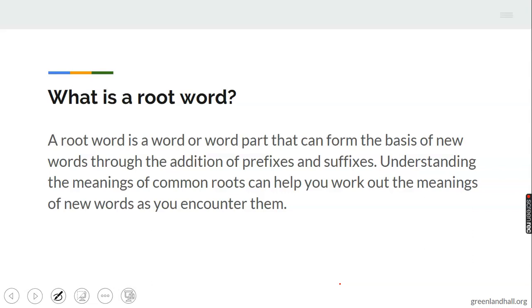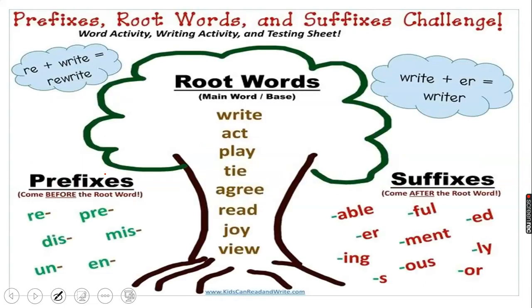So I have said again, it's a word that can form the basis of new words. A root word is a word that can form the basis of new words when you add a suffix or prefix to it. Okay. Now, I will show you some root words in picture form, and then we'll look at it together.